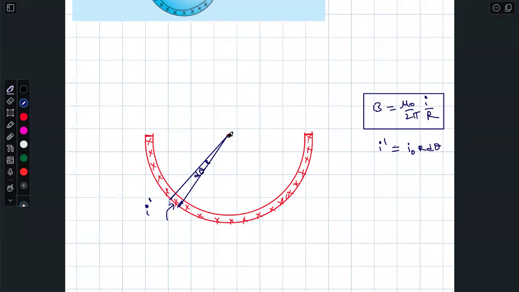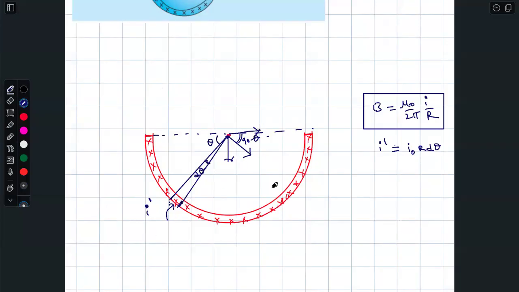What is the direction of the magnetic field at this point? Help me, please. This is an inward current carrying conductor. At this point, what is the direction? Right hand grip rule says this is the direction. By the way, angle you require, no? If you assume this is theta, this will become 90 minus theta. Now, this will have two components. One component is in this direction. The other component is in this direction.